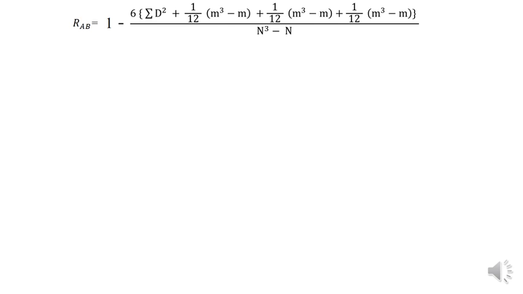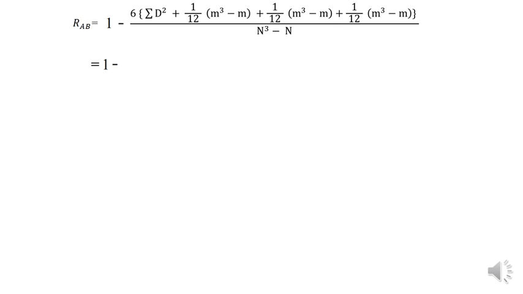AB, rank correlation coefficient between judge A and judge B. Observe how many 1 by 12 into m cube minus m have been added to sigma d square. So 3 ranks are repeating in both A and B. Therefore 1 by 12 into m cube minus m is added, divided by n cube minus n. Substitute the values. RAB equals 1 minus 6 into sigma d square value, find out from the table. For AB only 41 it is.